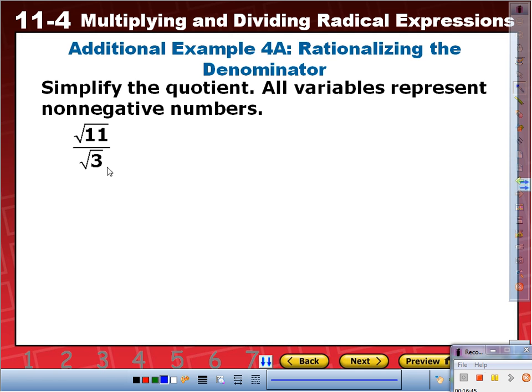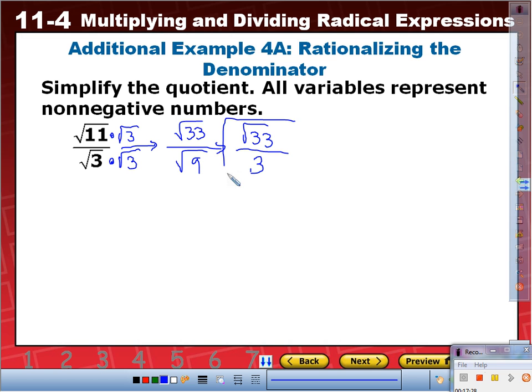Watch. Whatever the radical is left on the denominator, we need to multiply top and bottom by it. Watch. Times square root of 3 times square root of 3. And look what it's gonna do. This becomes square root of 9, which becomes what? 3. Notice that we got rid of the radical. And this one is radical 11 times radical 3. That's radical 33. And that's how we simplify.